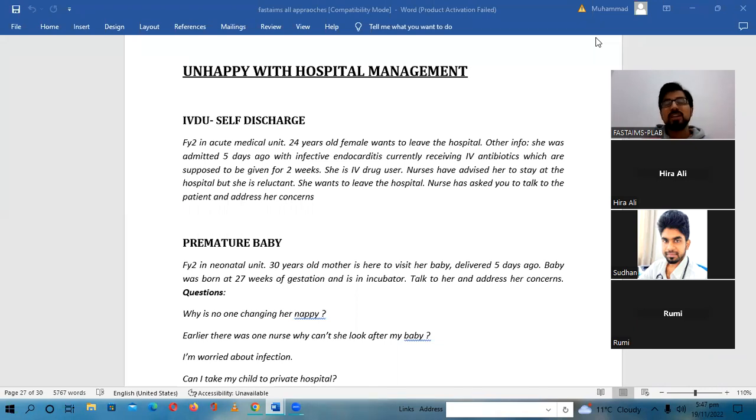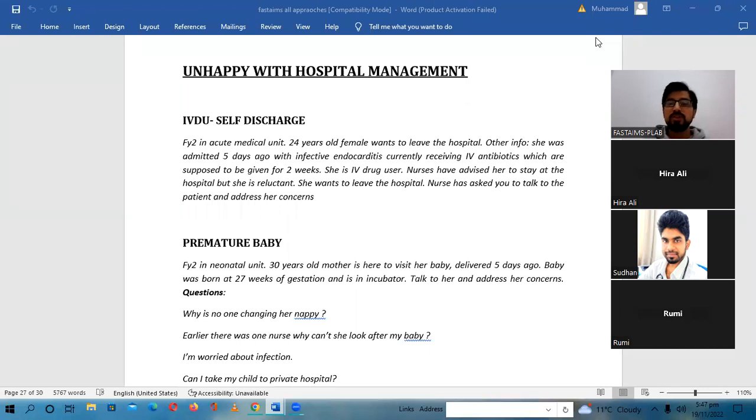After you take the alcohol history, follow the same approach. Okay, do you drink alcohol? How much do you drink? What type of alcohol? How many units a week? And what happens if you do not drink for a day or two? Okay. And what sort of symptoms do you develop?